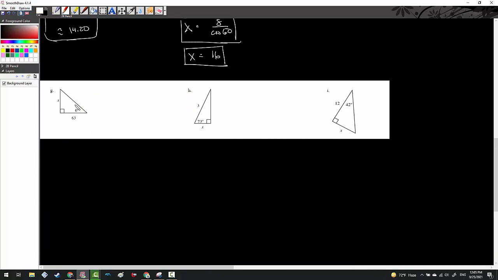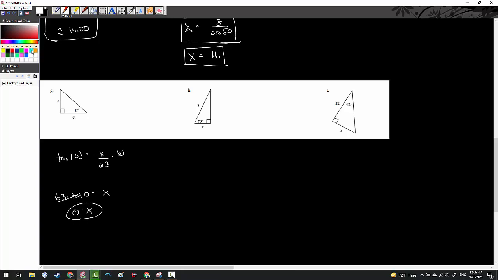Okay, so from here, it looks like I've got a 0-degree angle, and I've got an opposite over adjacent. So I'm going to say tangent of 0 is equal to x over 63, opposite over adjacent. So if I multiply both sides by 63, I'm going to get 63 times tangent of 0 is equal to x. Now, if you put tangent of 0 in your calculator, you're going to get 0. And 0 times 63 is 0.